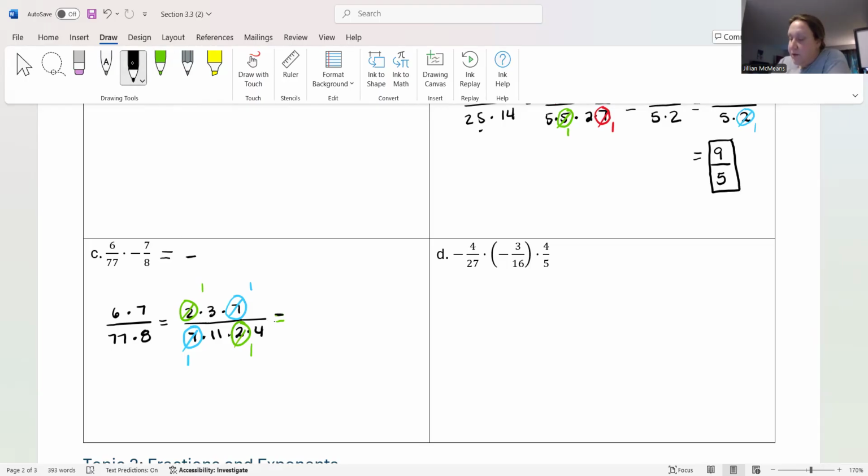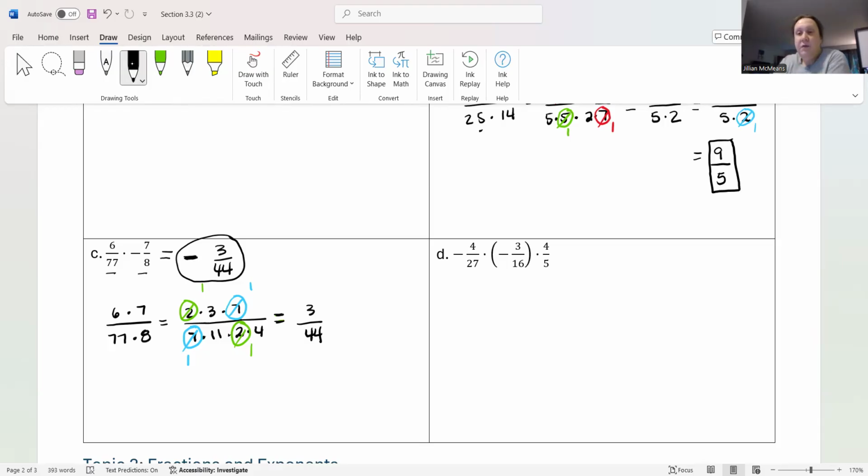And now let's see what we have left. So for the numerator, I just have 1 times 3 times 1, so that's 3. And then for the denominator, I have 1 times 11 times 1 times 4, which is 44. So that tells me I'm going to get 3/44. 3 is prime. It's not a factor of 44, but we have to always check our signs. And remember, at the very beginning of this problem, I said we have a positive times a negative. That's going to give me a negative product. So this is really negative 3/44. Okay?